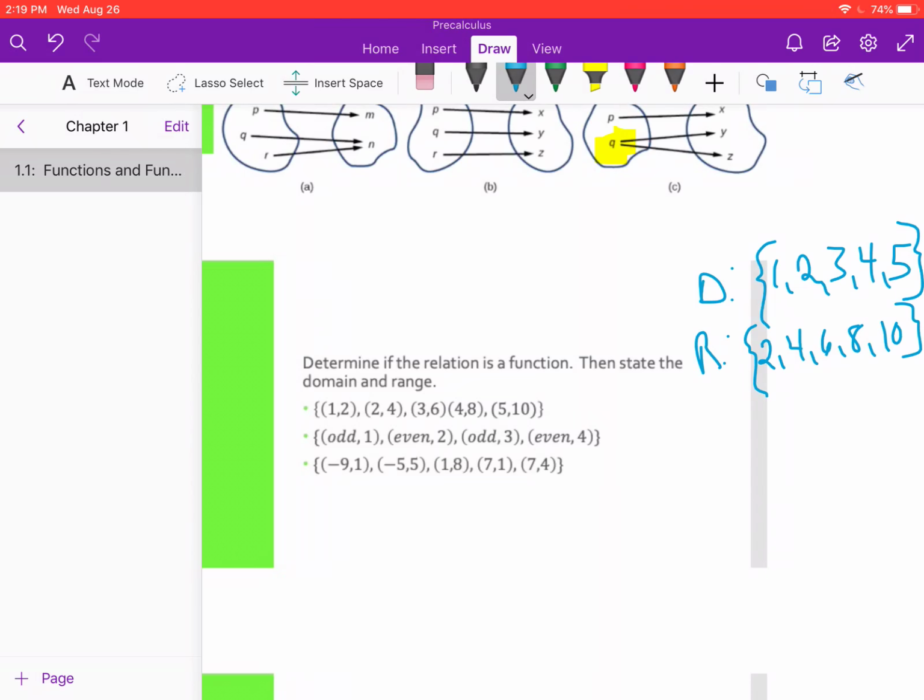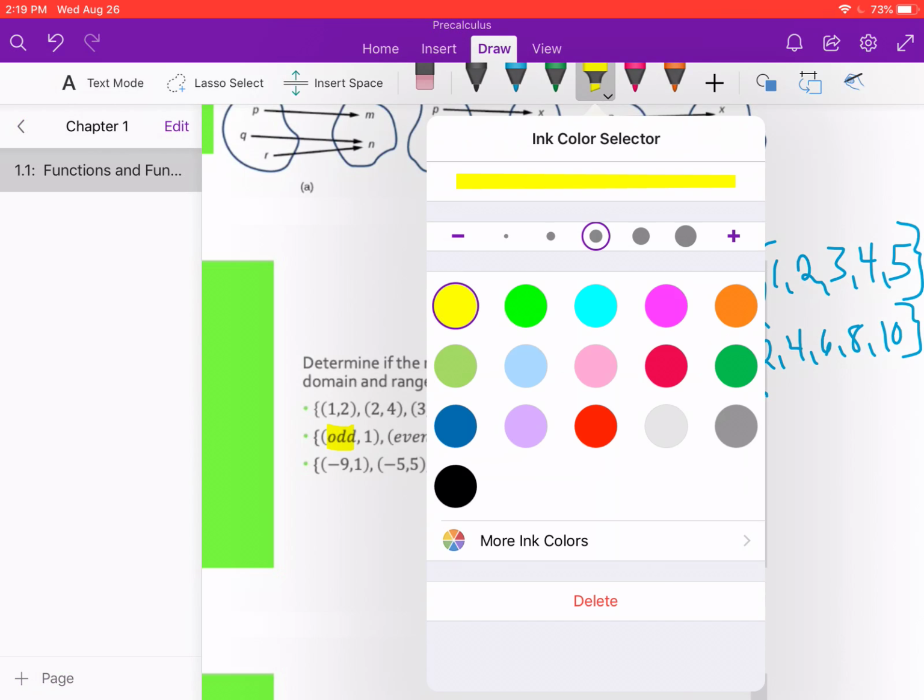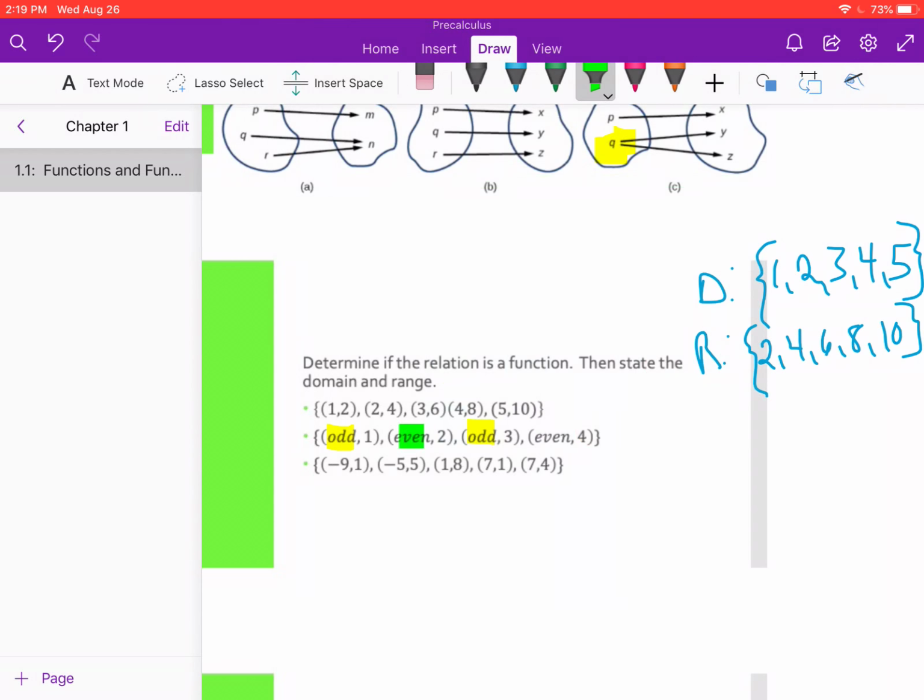Looking at the second one, first determining if it's a function or not. This one is not a function. It's just a regular relation, because notice we have odd repeated and so is even. So that makes it not a function. We can still name the domain and range. The domain is odd and even.